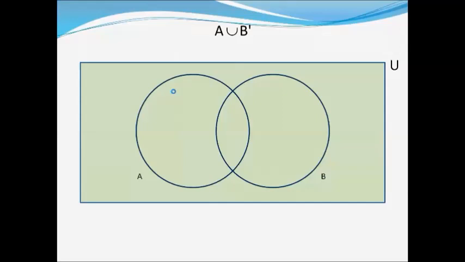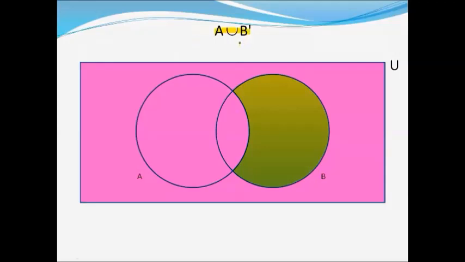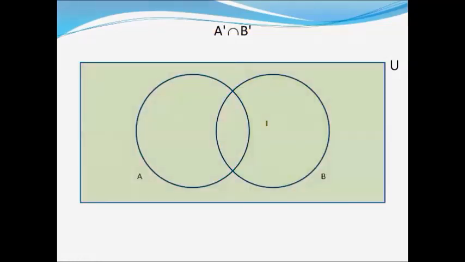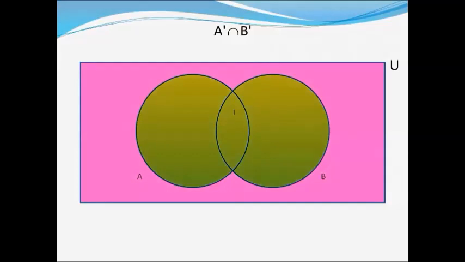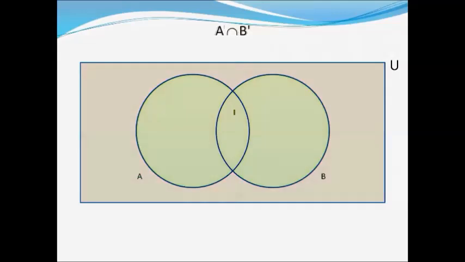Once you see the symbol, that's how you present A union B prime. That's how you illustrate this using the Venn diagram. This is the part that is shaded. We have the shaded area, and we have the A and B here. The next is A prime intersection B prime. That's how you present the shaded area.